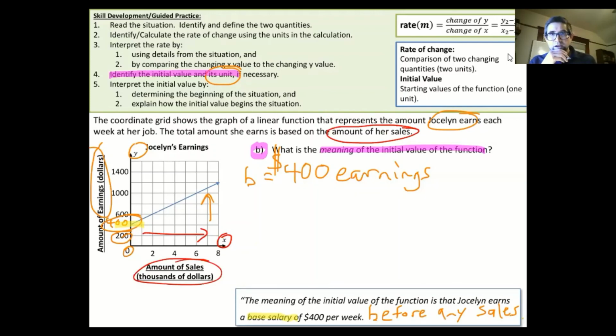Okay, so we've interpreted the rate and we've interpreted the initial value of a linear function. Now it's time to move on and do some practice.